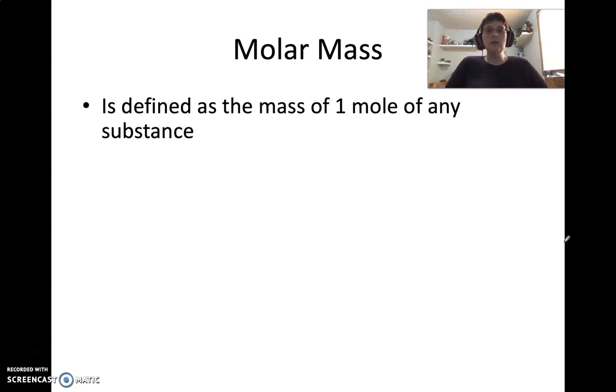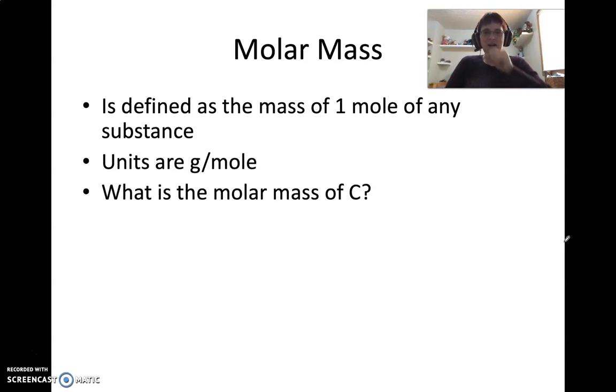So we can figure out what molar mass is based on what we now know about Avogadro's number and the relationship of that to the atomic mass from the periodic table. The units for molar mass are grams per mole. So it's pretty straightforward. Let's take a look at how this would work. What is the molar mass of carbon?